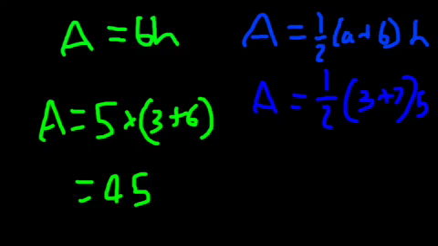Now I'll just get my calculator here, and I'm going to solve this. 1 fraction 2 times 3, bracket open, 3 plus 7, bracket closed, times 5. It comes up to 25. Now what we need to do is we just need to get these.